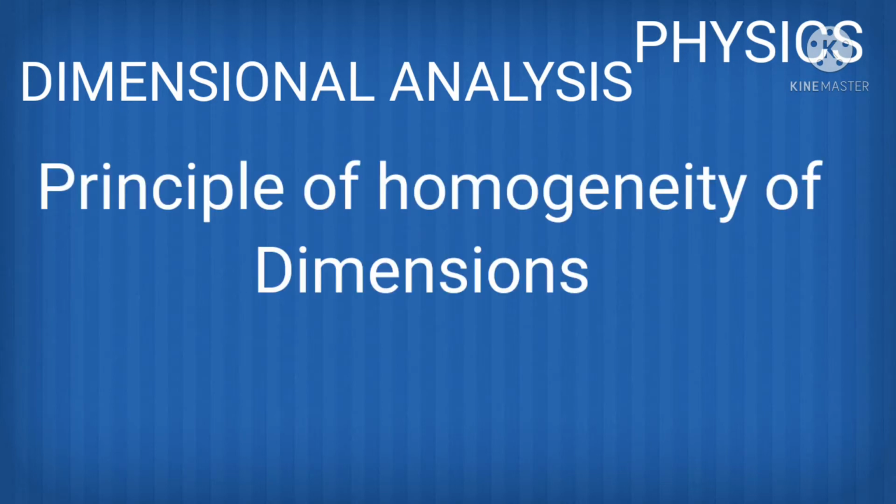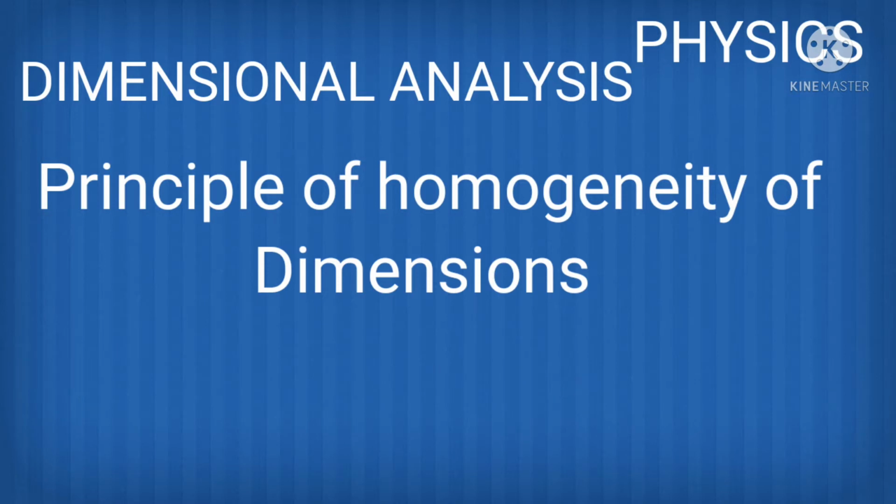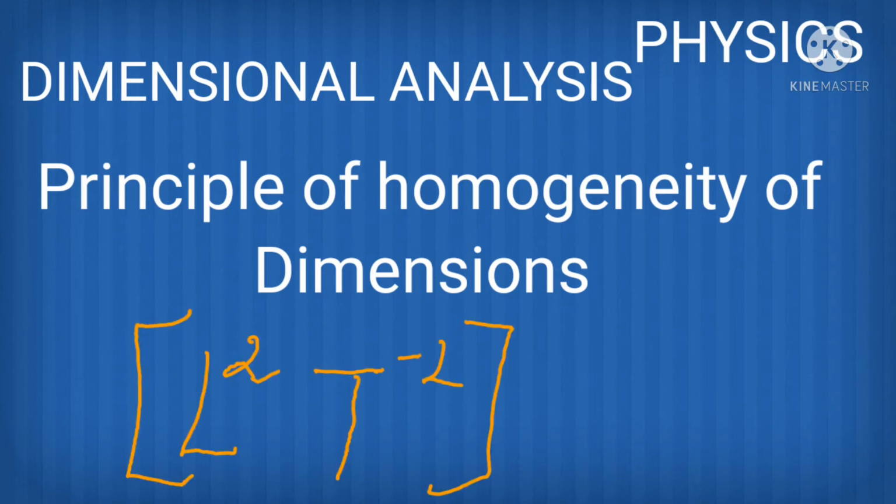Now, principle of homogeneity of dimensions. The principle of homogeneity of dimensions states that the dimensions of all the terms in a physical expression should be the same. For example, we have the physical expression v square equal to u square plus 2as. The dimensions of v square, u square and 2as are the same and equal to L square T power minus 2.